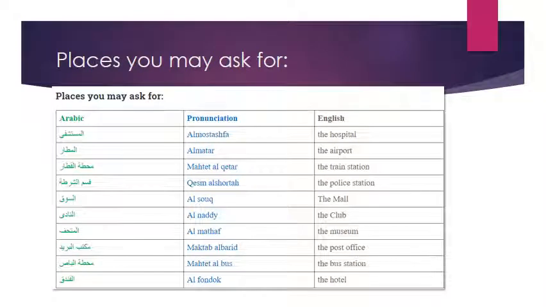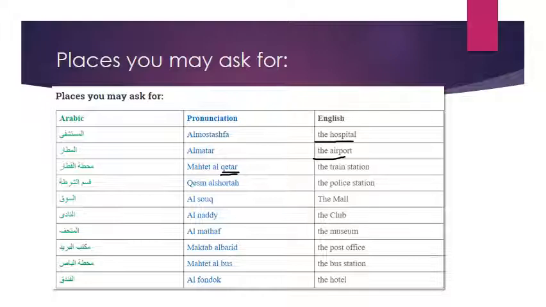Now, what are the places that you may ask for when you get confused about going to a certain place? So you might ask about the hospital. We said the hospital is al-mustashfa. You might ask about the airport. Airport is al-matar. We have the train station. The train is qitar. Station is mahattat. So mahattat al-qitar.